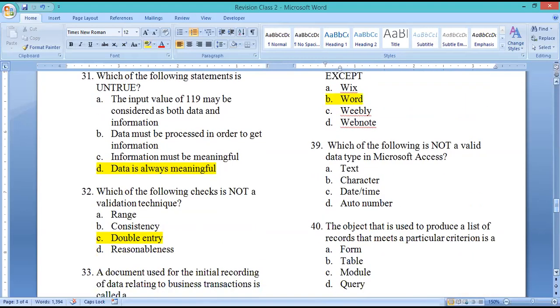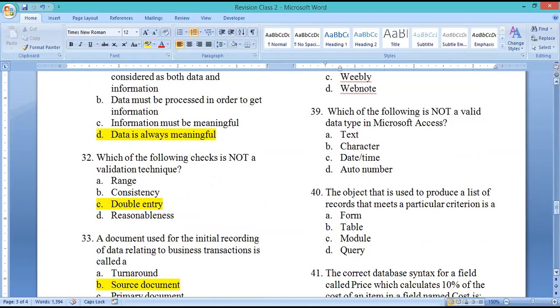Which of the following is not a valid data type in Microsoft Access? Text. Miss, date and time. This question comes on almost every paper. The answer is character. Character is a programming language data type. How many times should I tell you that, guys?